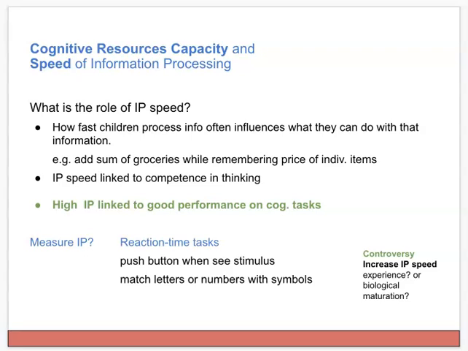So the controversy: is the increase in IP speed due to experience, or is it due to biological maturation? And there is no answer, just like the nature-nurture debate. It will be due to both.